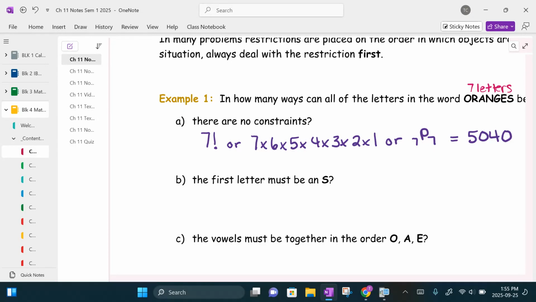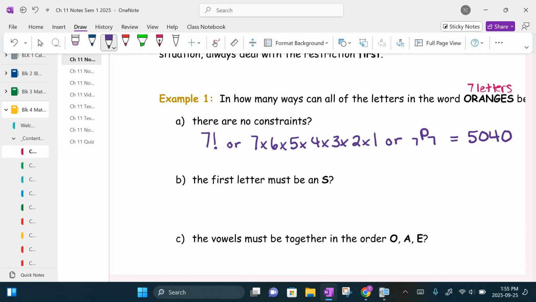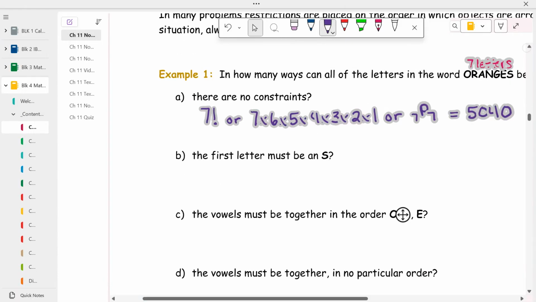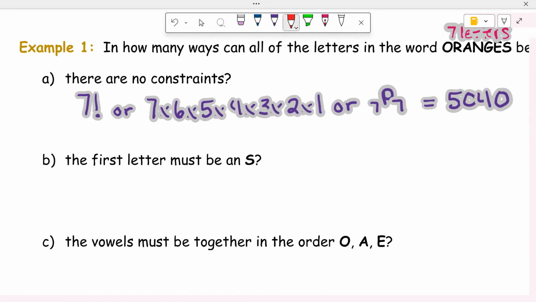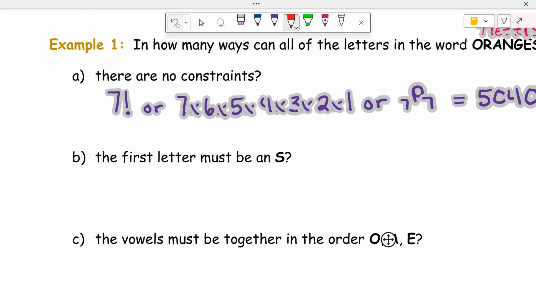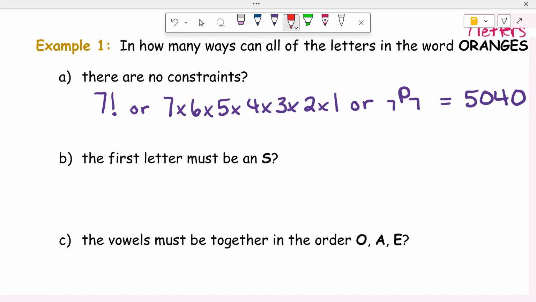It's been a struggle speaking this afternoon. It's been a day already. All right, try that again. First letter must be an S. Have we done ones like this already? Yeah. So this is not a new constraint or restriction. So if you picture it, 1, 2, 3, 4, 5, 6, 7.